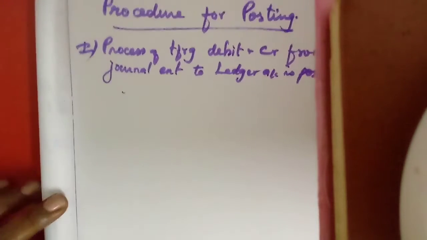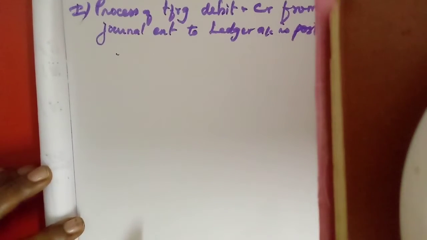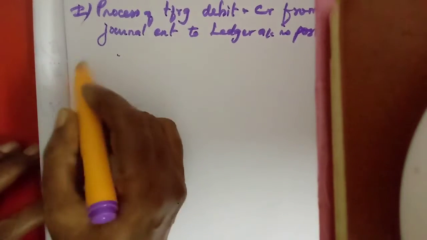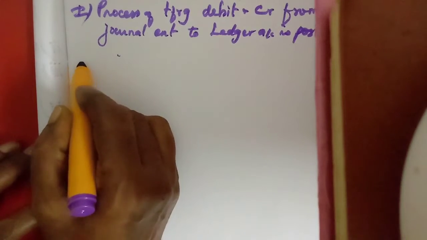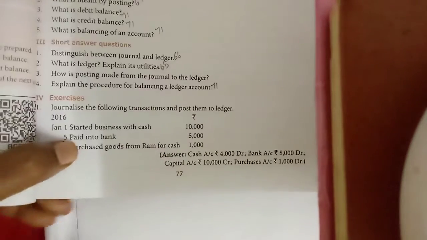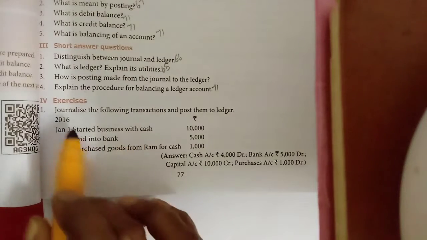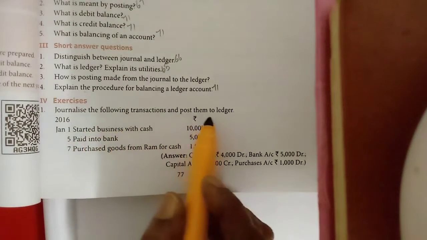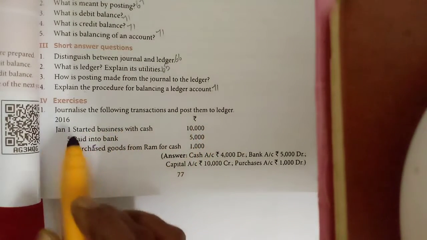So we will do exercise 1. I will show it first for you. Journalize the following transactions and post them to ledger.